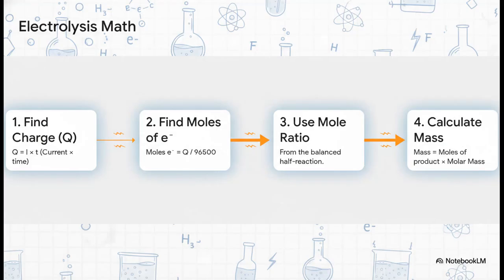Okay, so you're using electricity to make something. But how much can you make? That's where Faraday's laws come in, and trust me, it's just a simple 4-step recipe. Step 1, figure out the total charge. Step 2, convert that charge into moles of electrons. Step 3, use the mole ratio from your balanced equation. And step 4, convert the moles of your product into its mass in grams. That's it. Just follow the steps.